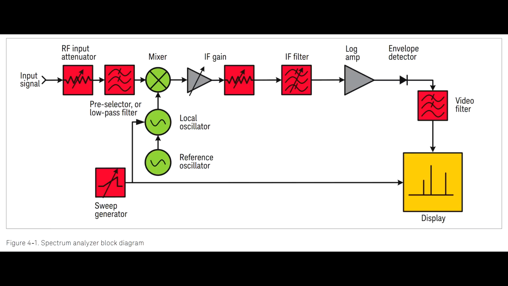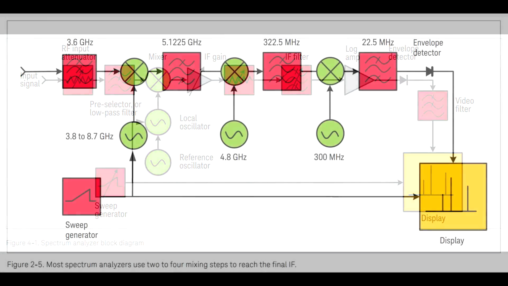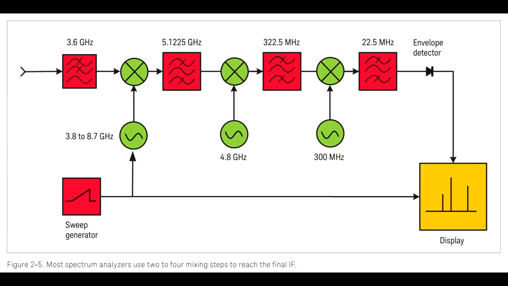There's that grey amplifier block there. Attenuator, we won't see this in this one, but it doesn't matter. That IF then goes into an IF filter, we'll definitely see that, and then goes into a log amp, an envelope detector, video filter, and display. But that's not quite how this one works. We need to look at another block diagram for that. And as it says here, most spectrum analyzers use two or four mixing steps to reach the final intermediate frequency that we can then, in this case, do all digital processing on and actually display, because this is an all digital IF system instead of a traditional analog spectrum analyzer.